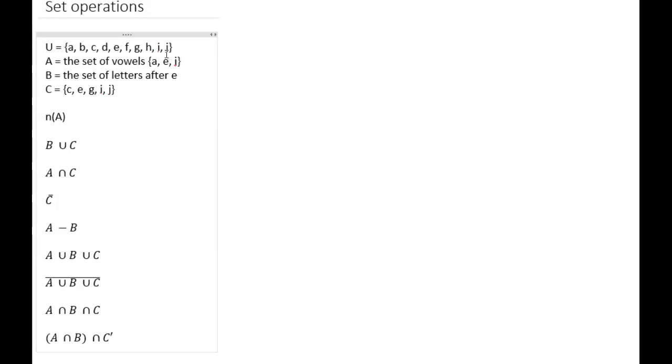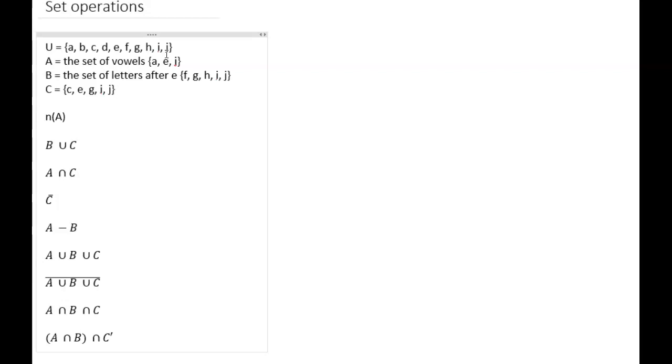Then I have the set of letters after E. Well, that brings up the question, does that include E or does it not? Ask the question, is E after E? Well, no, E is exactly where E is. It's not after E. So we're going to start after E with F. Here's set B: F, G, H, I, and J. The autocorrect really wants this to be a capital I every time I type it, but it's really not. C, we already have, so we don't have to worry about figuring out what's in C.